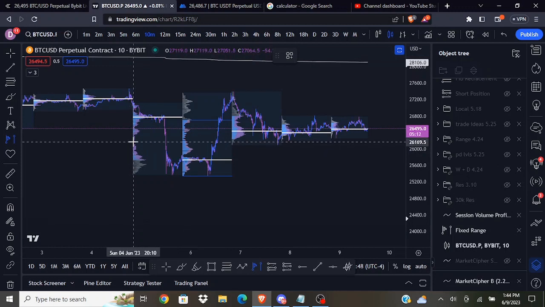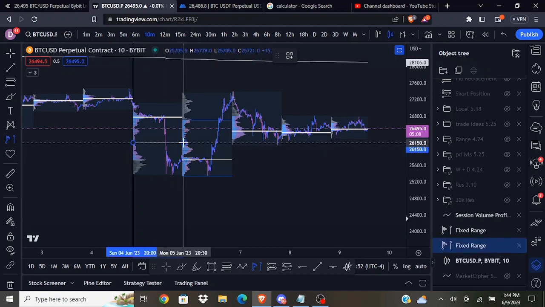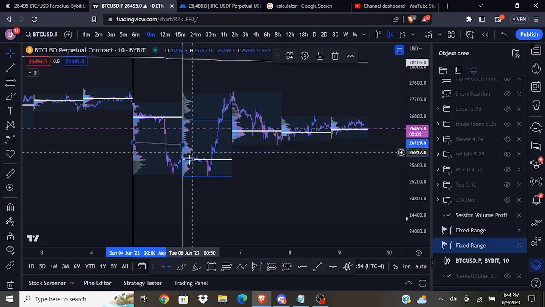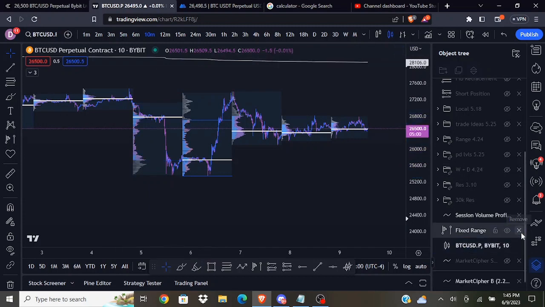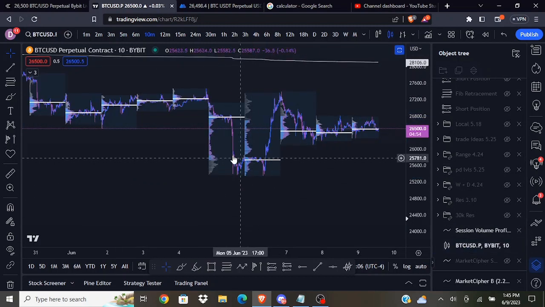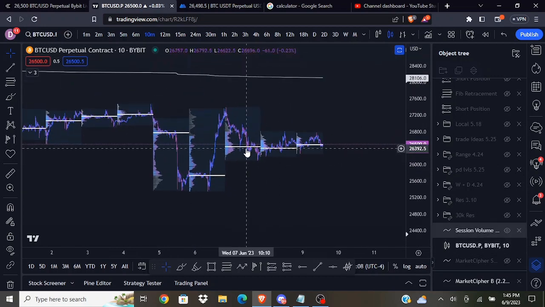You would just pull a fixed range volume profile from the daily candle open to the next daily candle open, and it gives you pretty much the same thing here. But this tool makes it a lot easier. You don't have to spend the time pulling volume profiles over each individual day. It does it for you.